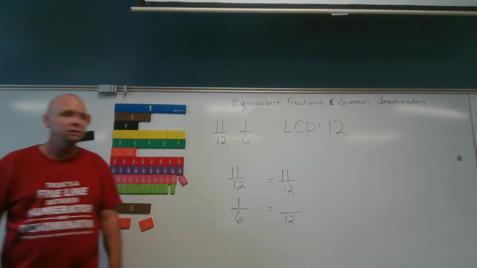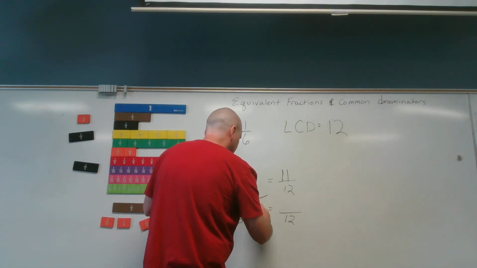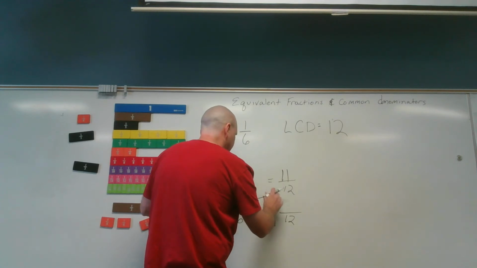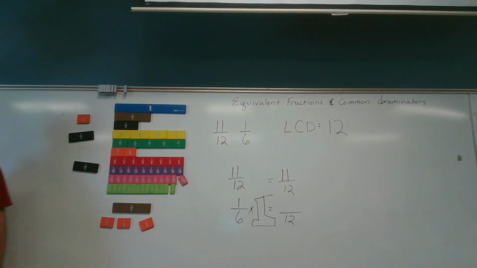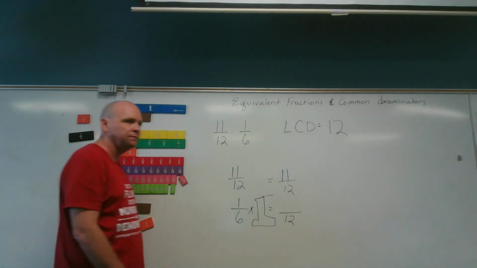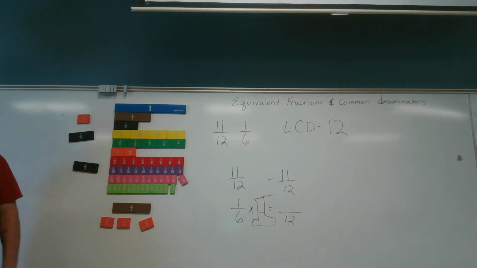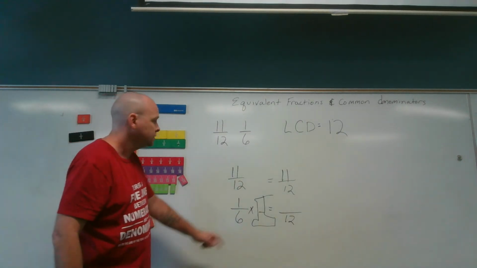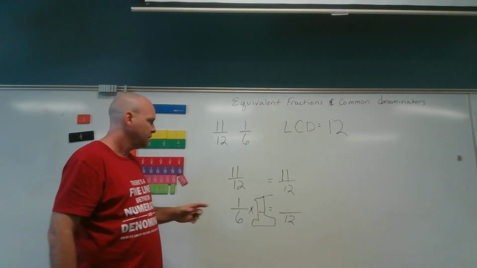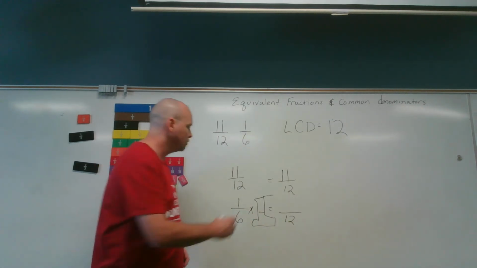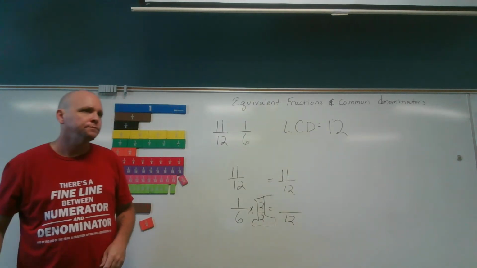Good job. Now, this one does not have a denominator of 12, so I must multiply by a fraction that equals 1. Eric, any idea what fraction we should use that equals 1? So 6 times what is 12? 2 over 2. Good. So then what is my numerator? 2.